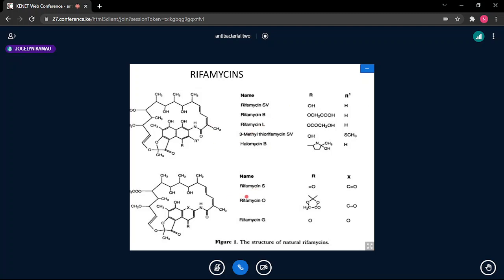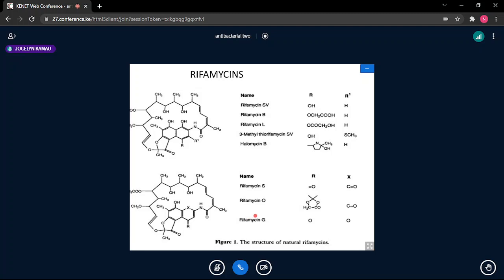Now, when we come to rifamycin S, the R here is a carbonyl group, whereas here it was a hydroxyl group. So rifamycin S has an oxo or carbonyl group, and X is also a carbonyl group. So you have a double bond O, and of course that's a quinone. A double bond O, another quinone, double bond O, that's rifamycin S.